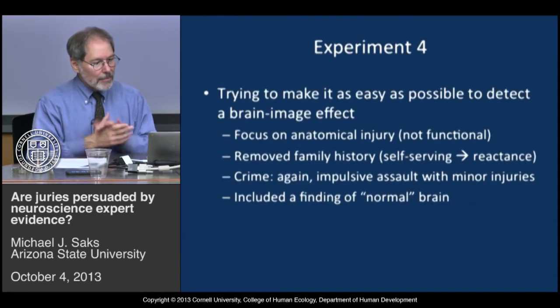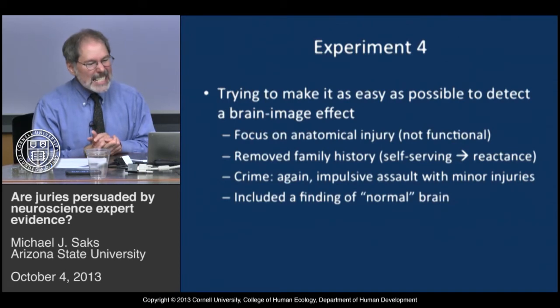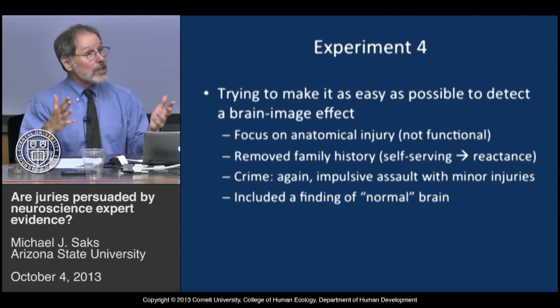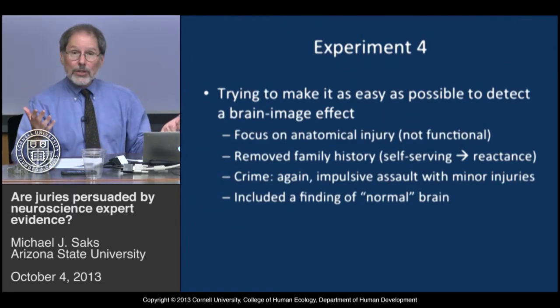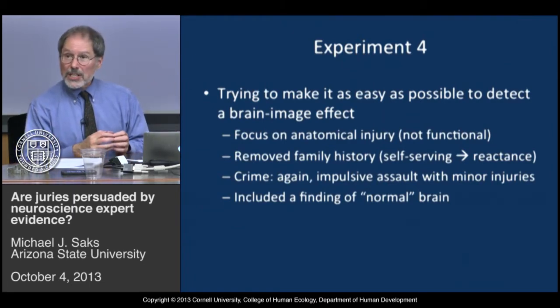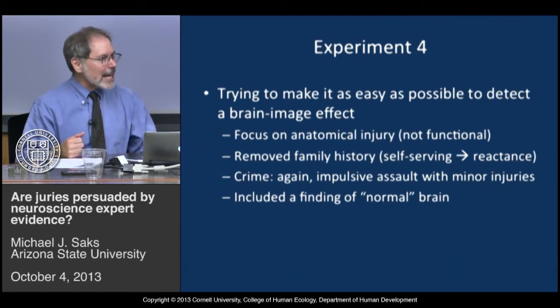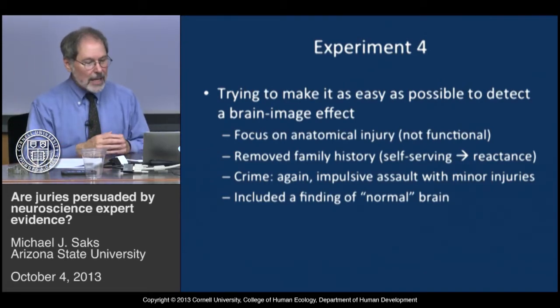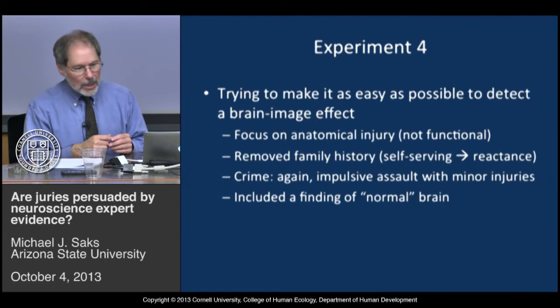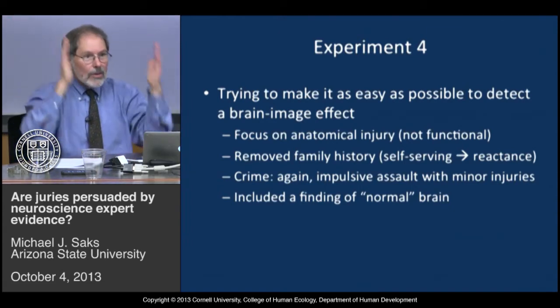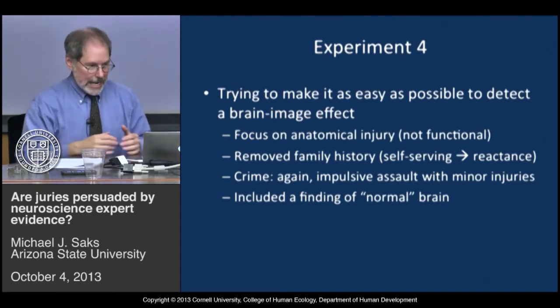Experiment 4, now we're really trying to make it as easy as possible for us to get an effect, because we thought, what do the reviewers and the editors want to see? They want to see that you've made it as easy as you can make it to get an effect, and there's still no effect, so maybe this is real. So here in experiment 4, we focus on anatomical injury, not functional. We're giving up only a hole in the brain.